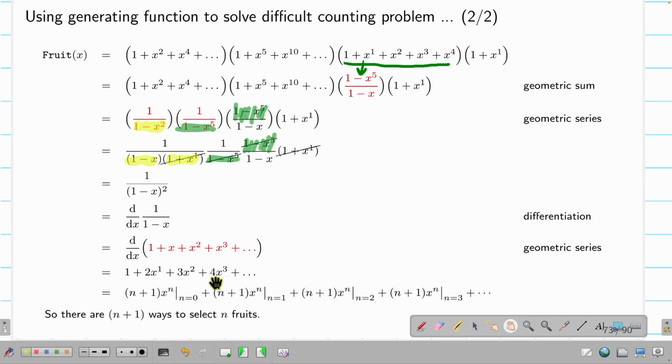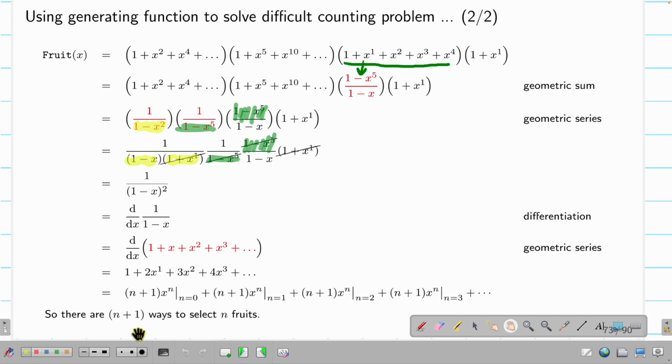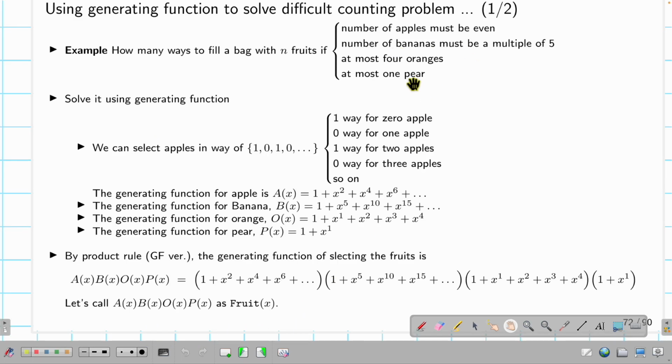This funny expression means if I plug in this 1, 2, 3 as n plus 1, so this is the meaning of x to the power 0 with a coefficient 1. This is x to the power 1 with a coefficient 2. This is x to the power 2 with a coefficient 3. You find that all this term is x to the power something, but then the coefficient is the power plus 1. So that means there are n plus 1 way to select n fruits that fulfilling all these conditions. So if I have 100 fruit in my bag, I have 100 plus 1. That means 101 way to select fruits such that this is true.